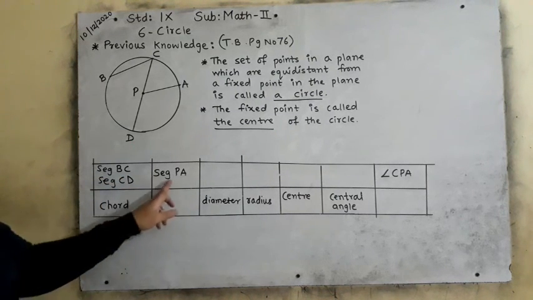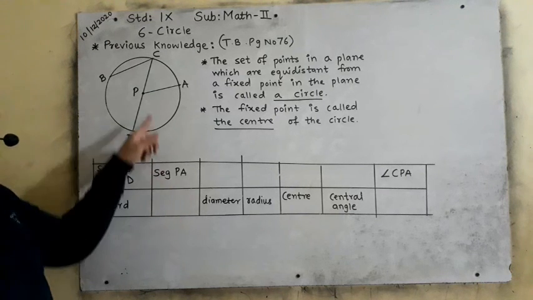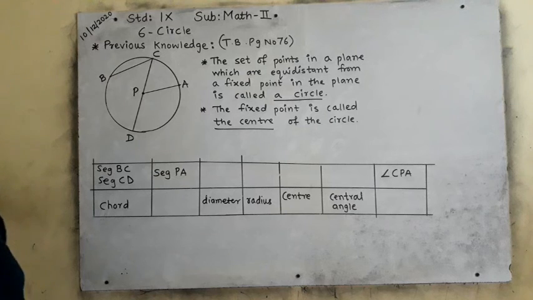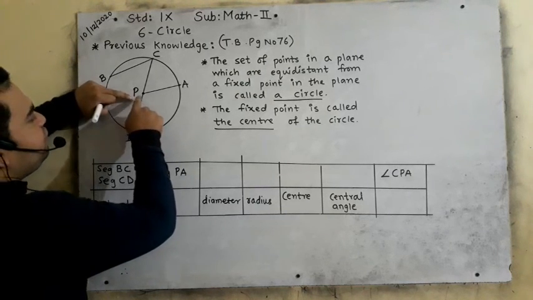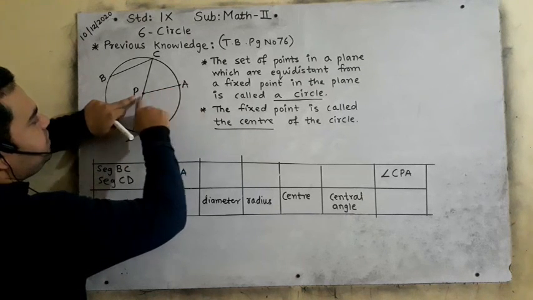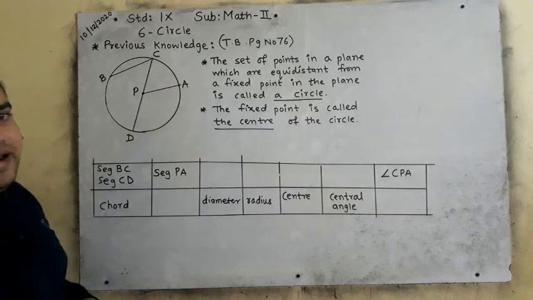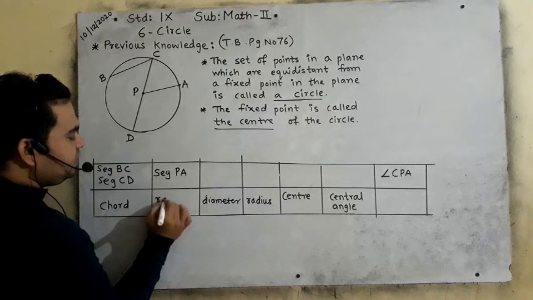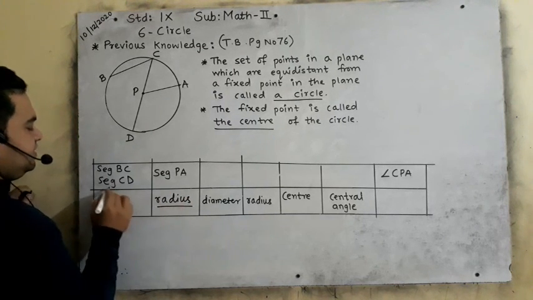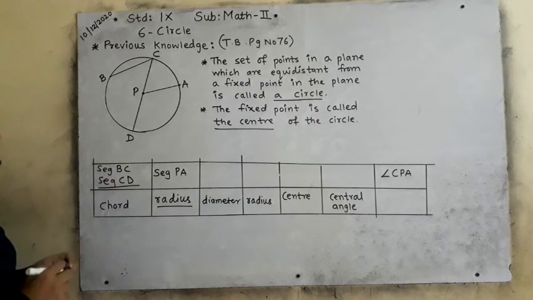Now see the second box. Segment PA. P is the center, and from the center a line goes to one end of the circle. This is called segment PA, and segment PA is a radius of the circle. So you will write here it is radius. This was fill in the blanks.